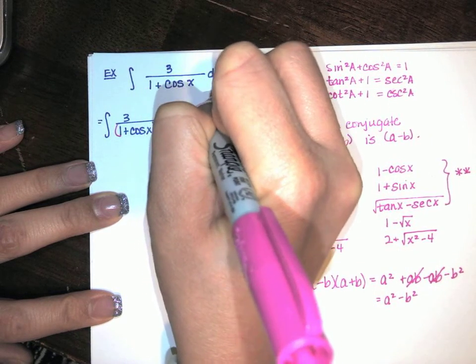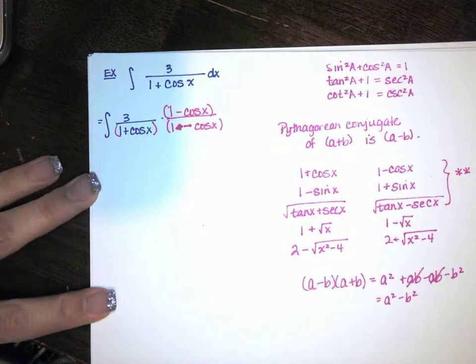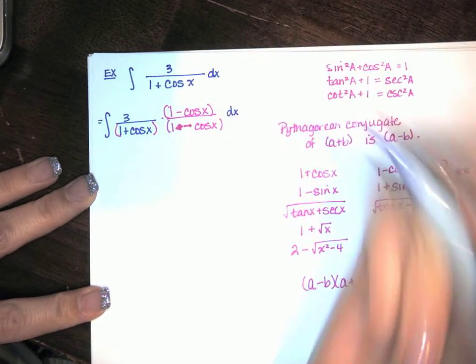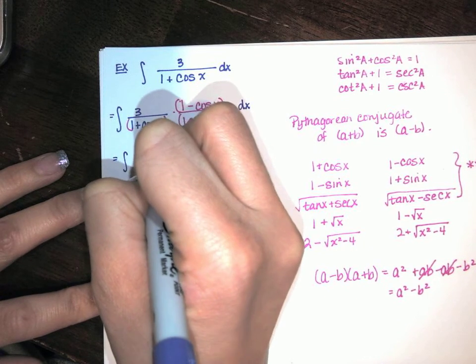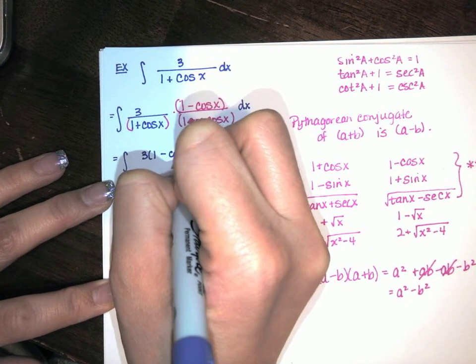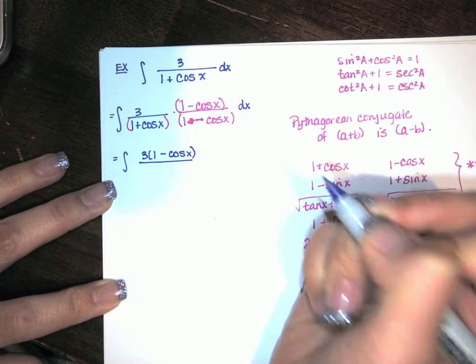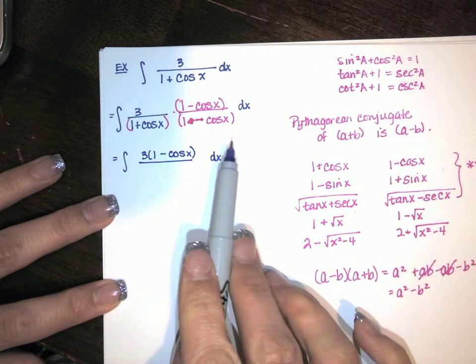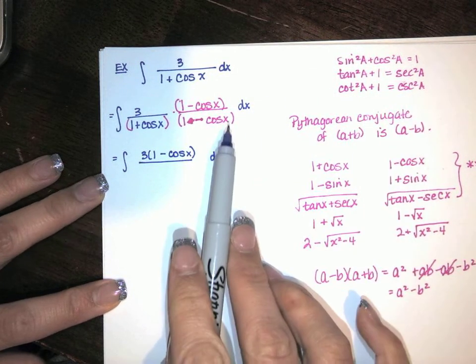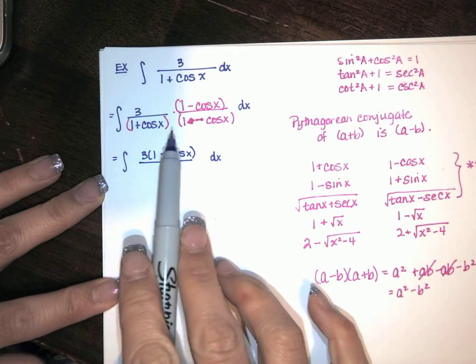Multiply the numerator and denominator by the conjugate, and you get that. Now, the numerator I'm pretty much going to leave alone, but the denominator I am going to simplify. I'm going to FOIL, because my goal is to rewrite it using my trig identities from up here.